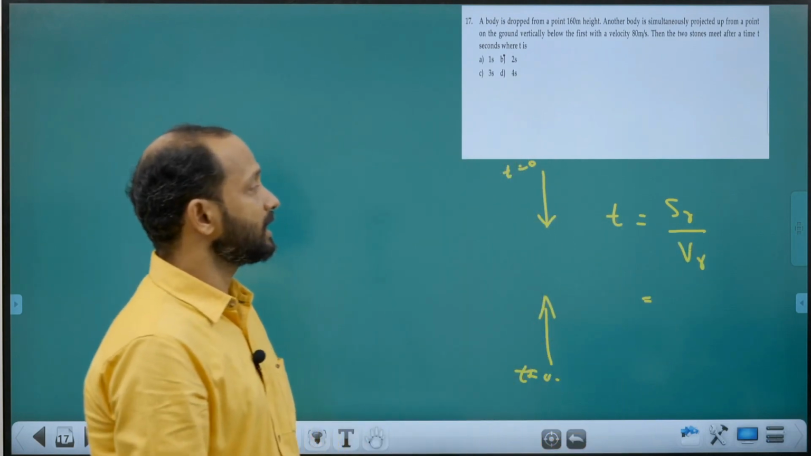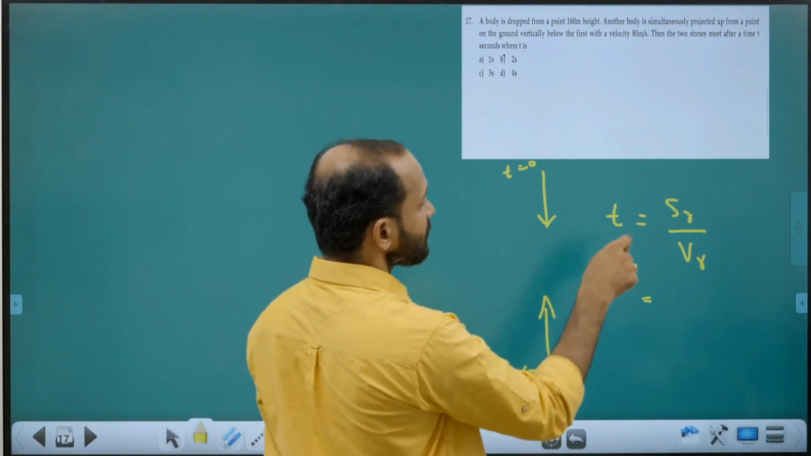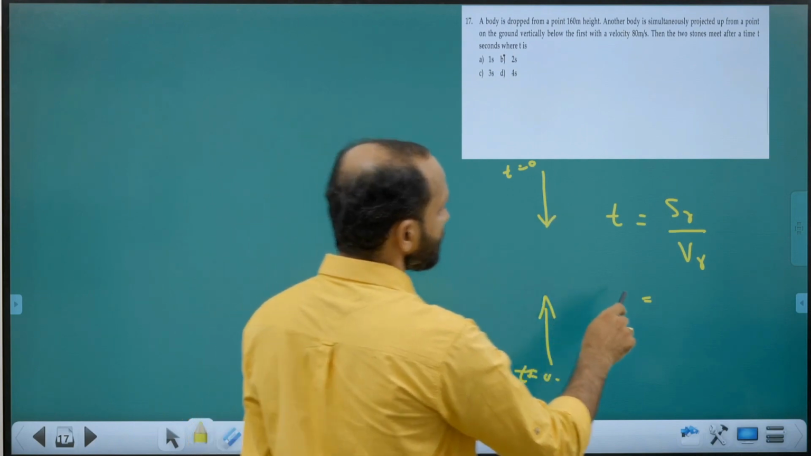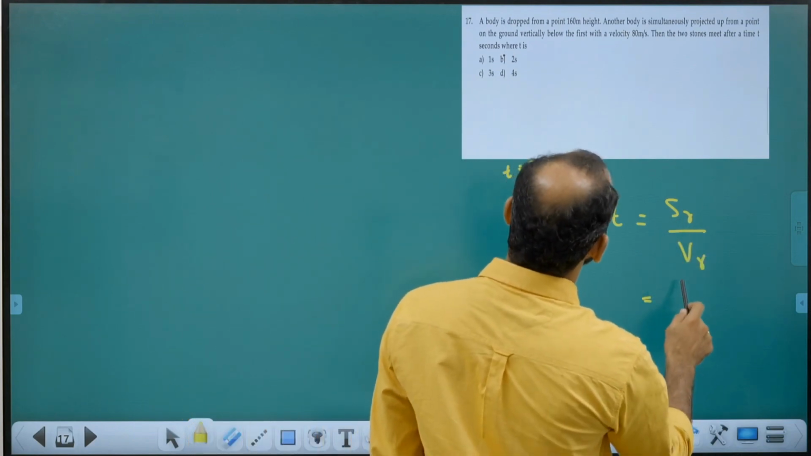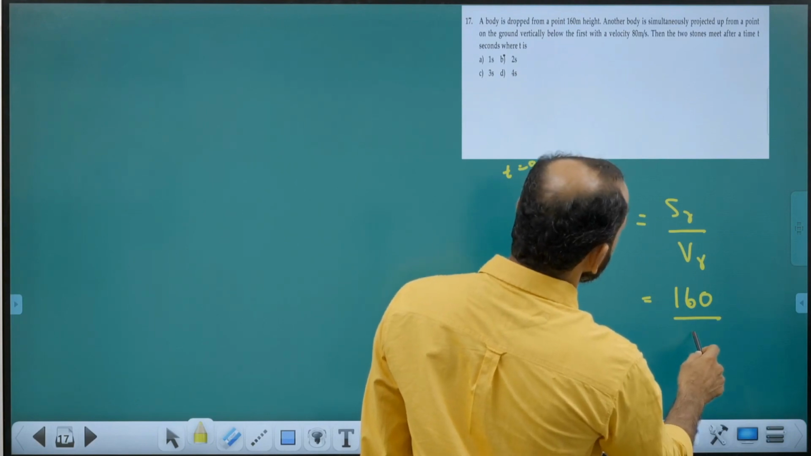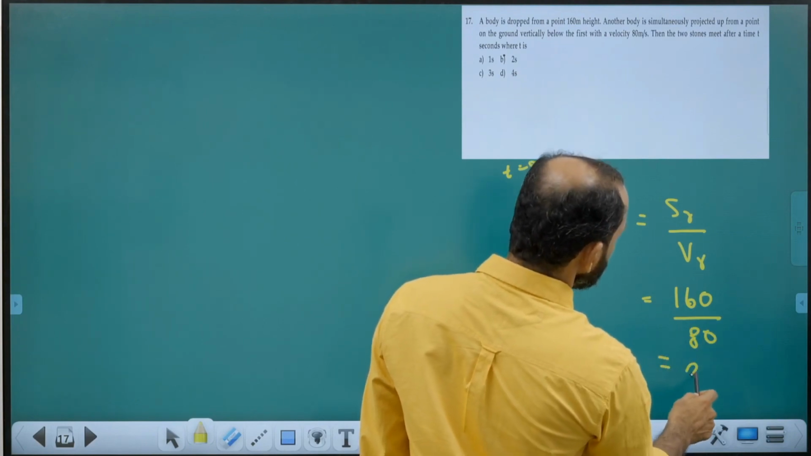Time is equal to distance by speed. Speed is equal to distance by time. Time is equal to relative distance by relative speed. What is the relative distance? That is 160 divided by. What is the relative speed? That is 80. So you get 2.